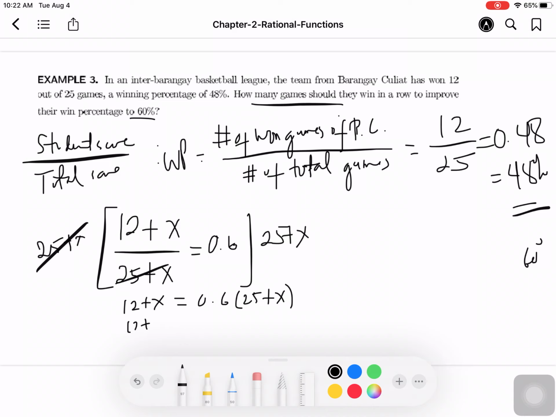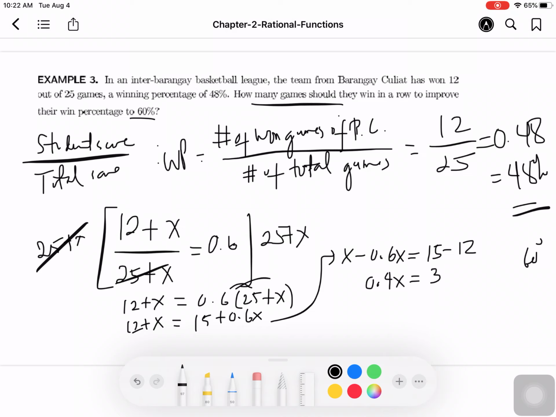So 12 plus x is equal to, distribute, 0.6 times 25, you have 15, plus 0.6x. So I will continue here. So let's regroup. So we have x minus 0.6x. So transpose the 0.6, so negative 0.6. Then we will transpose 12, so negative 12. 15 and x were not transposed, so their signs will remain. So this will become 0.4x and 3.